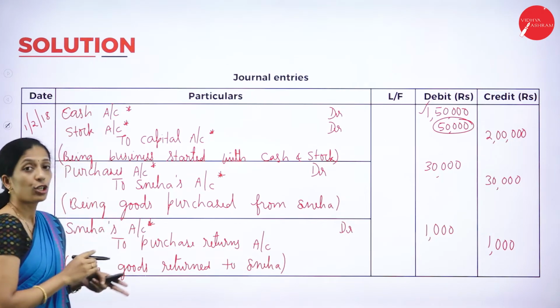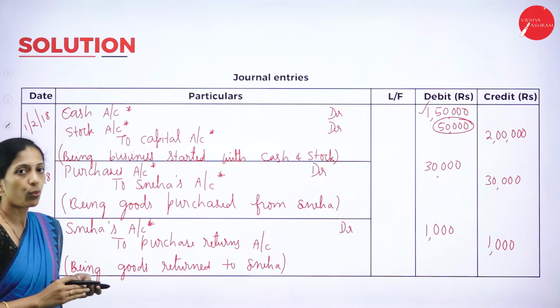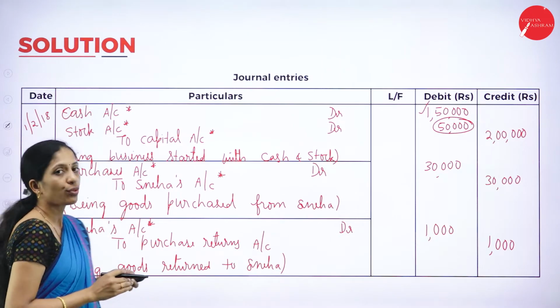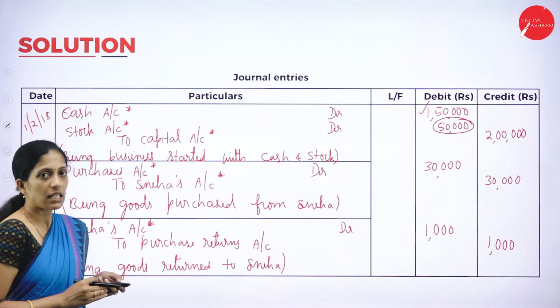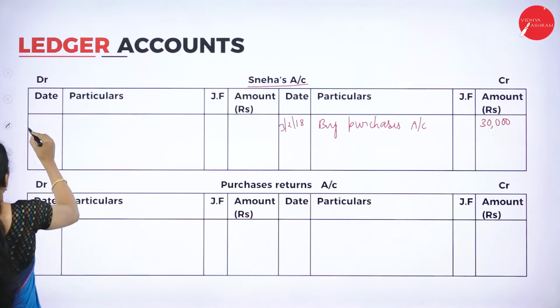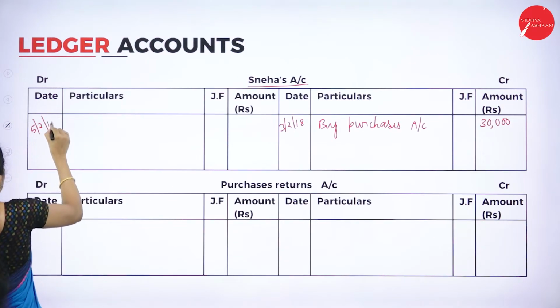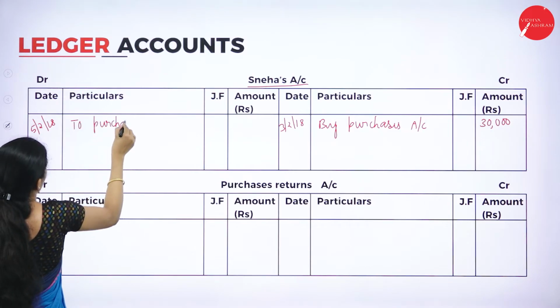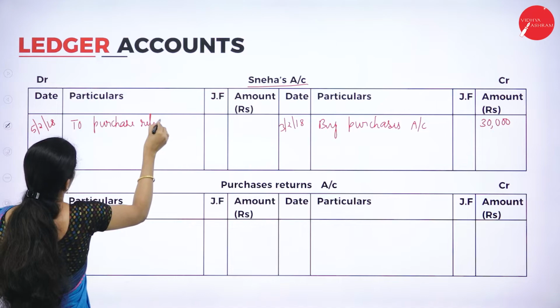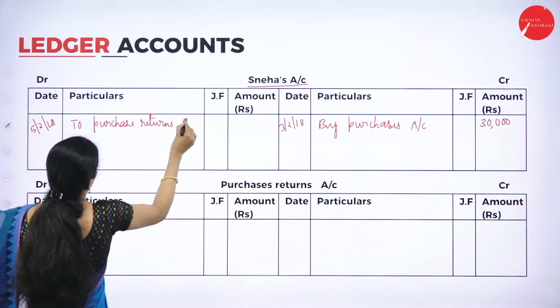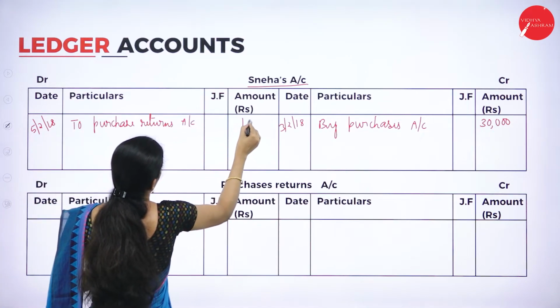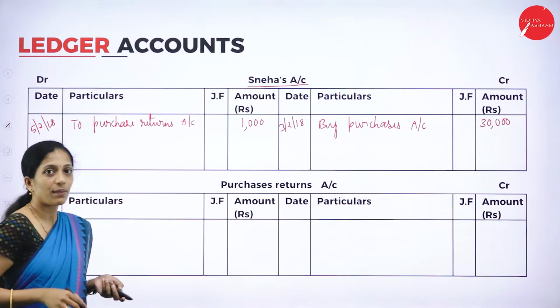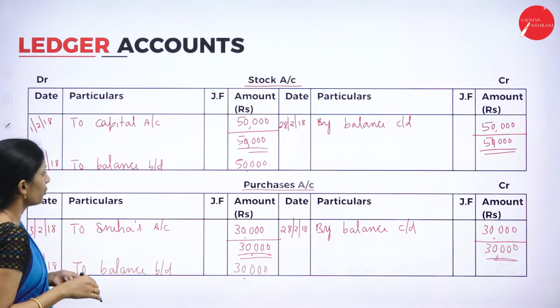Next one, after that, here also there is Sneha's account. So how do we write? To purchase returns account 1,000. So 5/2/2018 to purchase returns account 1,000. Again, we shall see whether there is any other entry relating to Sneha.